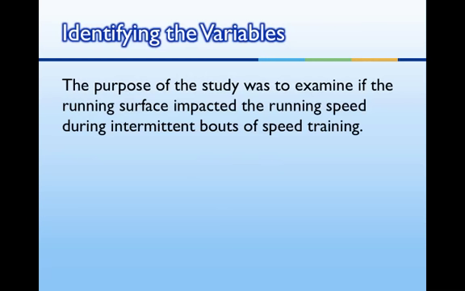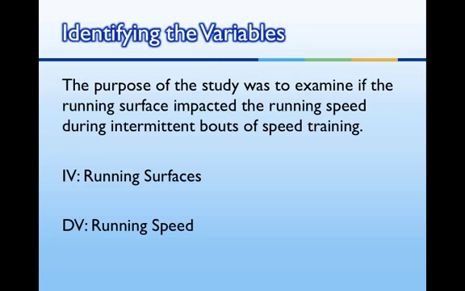The purpose statement is as follows. The purpose of this study was to examine if the running surface impacted the running speed during intermittent bouts of speed training. The independent variable is going to be the running surfaces. The dependent variable is going to be the running speeds. So from this purpose statement, we can see that the independent variable, the running surfaces, is what's going to change with the different participants. The running speed is what we're going to measure after each of those running surfaces.